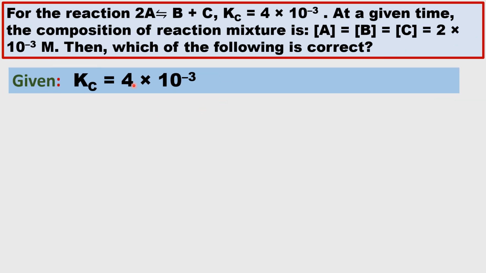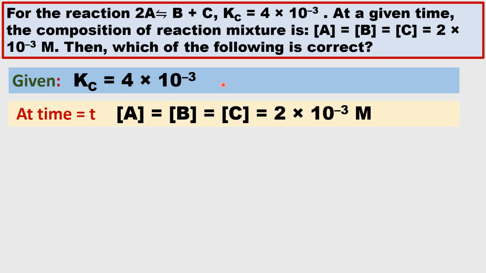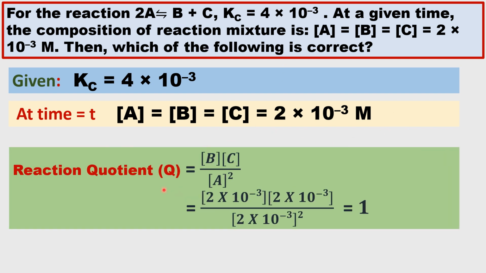Let us write the given data. In this problem, they have given the equilibrium constant in terms of concentration, and at a given time, not equilibrium, at some given time point, concentration of A equal to concentration of B equal to concentration of C, 2 into 10 power minus 3 molar. Let us first find out the reaction quotient, because it is not equilibrium.